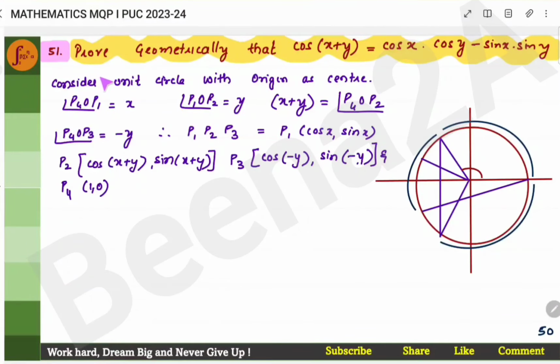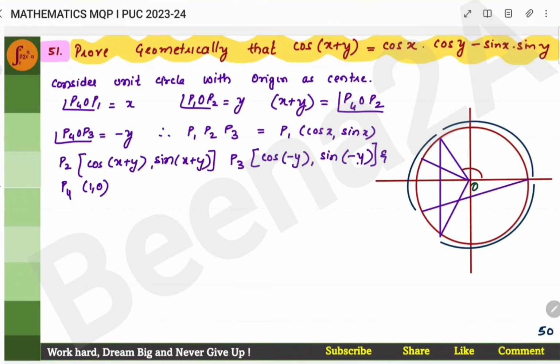Now let's look at this particular question. Prove geometrically that cos of x plus y is equal to cos x into cos y minus sin x into sin y. Now what we will do is, we will first draw a unit circle. Unit circle is a circle with 1 unit as radius. So you have origin as center and it's a unit circle.